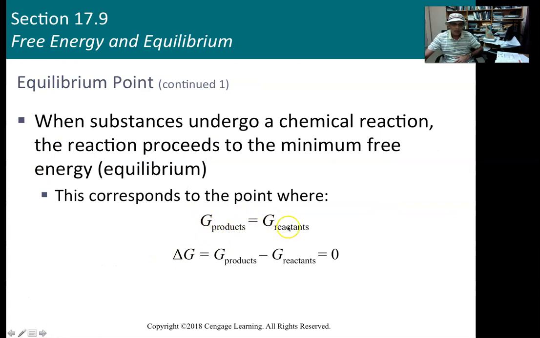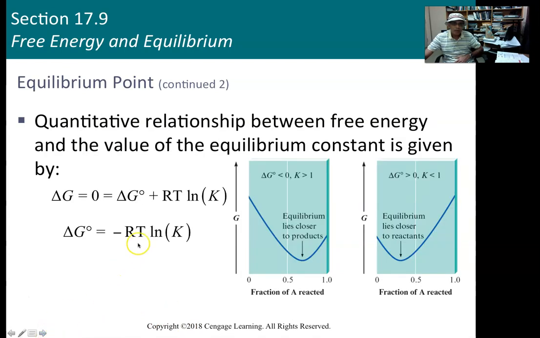When they have the same free energy values, that means the free energy of the products is equal to the free energy of the reactants. The change in free energy will be the free energy of products minus that of reactants, which is going to be 0. So what does that 0 mean? This is the point of minimum free energy value. That is where it is at equilibrium. So the delta G value is actually 0 at that point, at equilibrium.